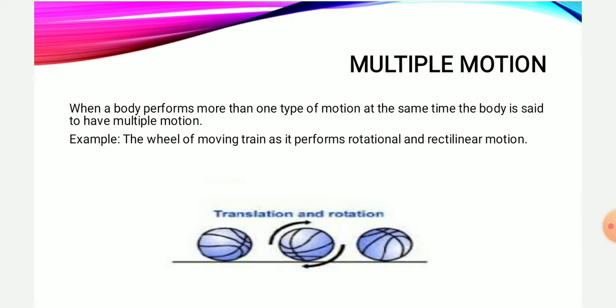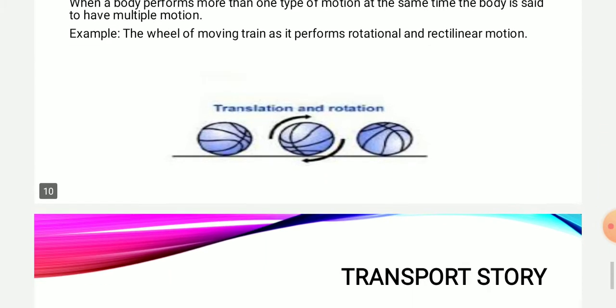Another example given over here in the image is of the ball. This ball is moving on a flat surface or a straight path. The ball is rotating on a fixed point, so it is showing rotational motion, and it is moving in a straight path, so we can say that it is also showing rectilinear motion. Now, rectilinear motion and translational motion are the same type of motion.